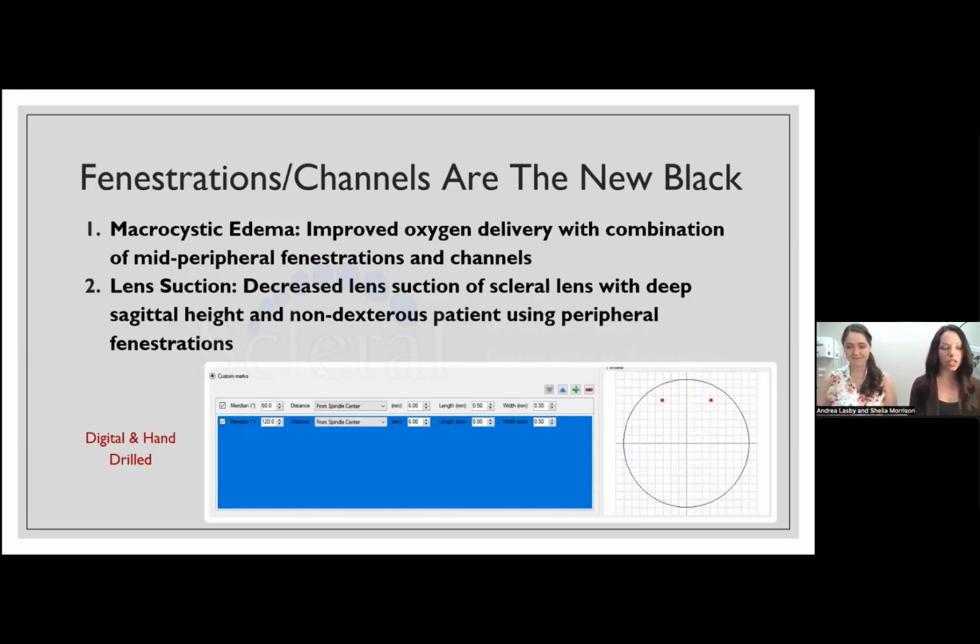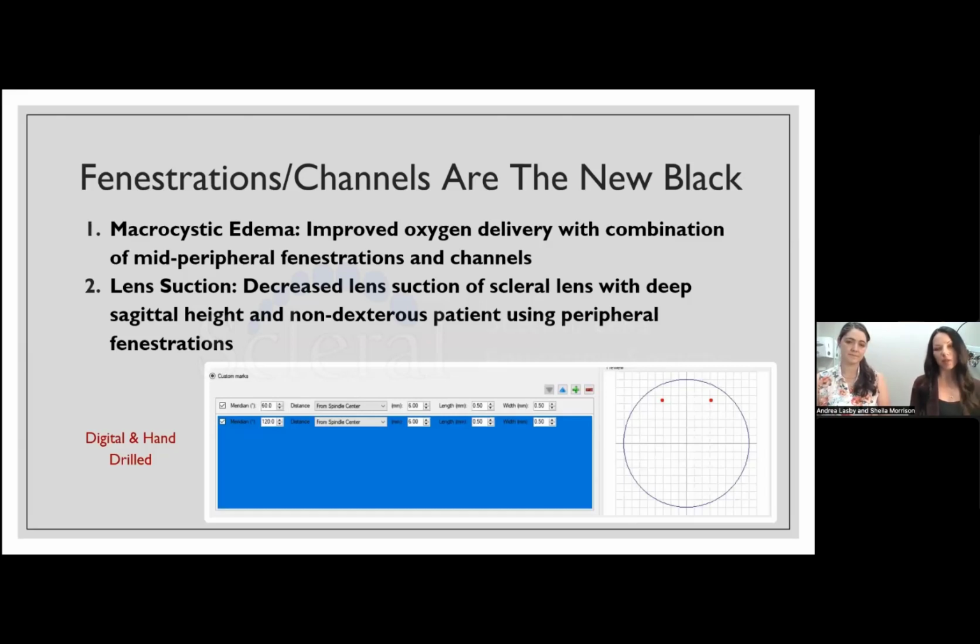Some practitioners fenestrate with larger fenestrations in a triangle shape. One thing that we're playing around with a lot here at Mission is fenestrations in multiple different points on the lens, depending on the relationship of where the lens lands on the sclera and where that limbal clearance zone is, to achieve a little bit better oxygen. And also a big one for me is decreased suction.